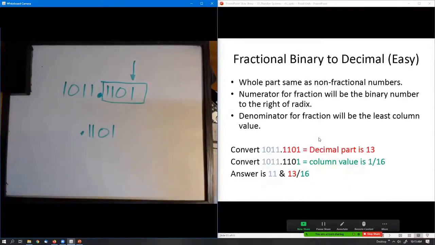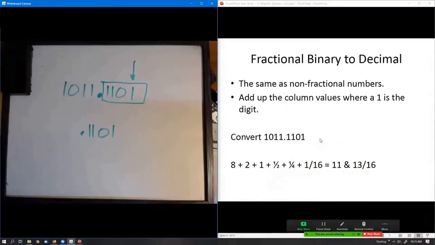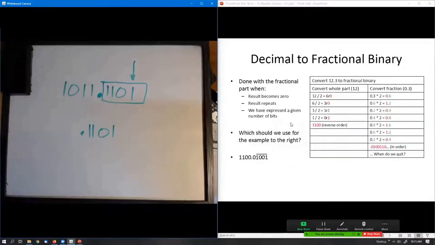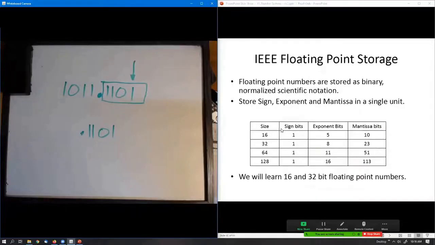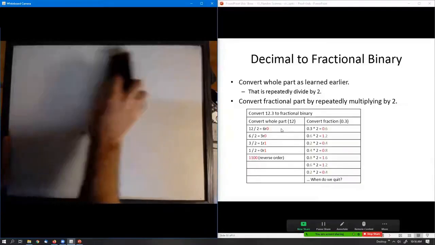How do we convert fractions to decimal? We repeatedly multiply by 2. So I don't think we covered that part. All right, so if we've got something like 12.3, then we're going to have to figure out what those pieces are. It feels like we did that too. I don't know. I'll repeat it too, just because it's good to know. It's good to remember.